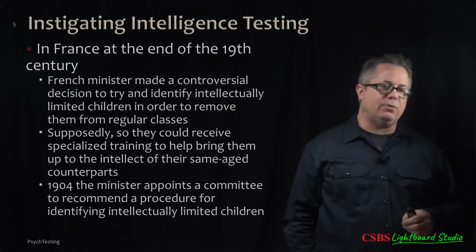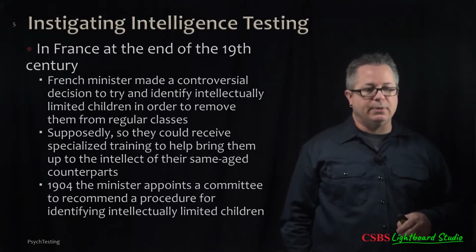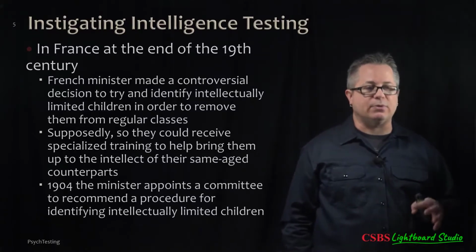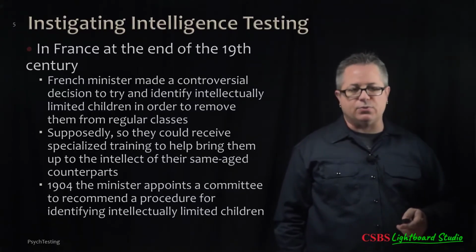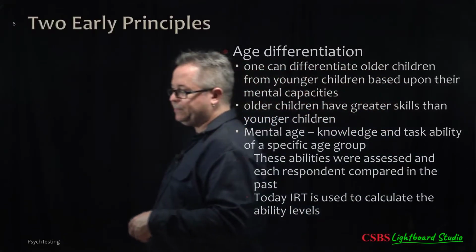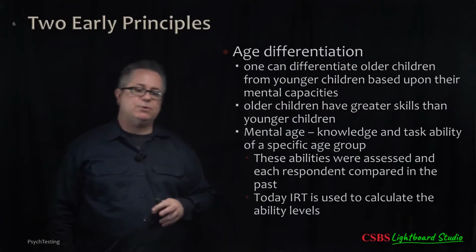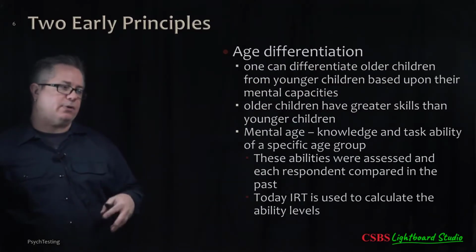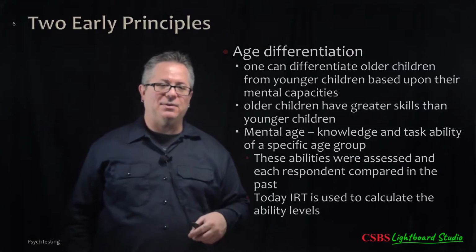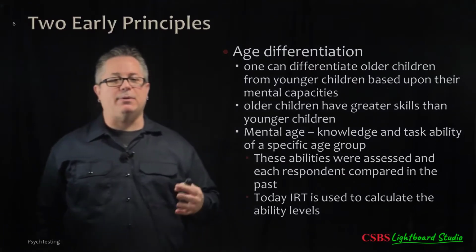They were looking for kids who were behind but with extra help could catch up. This has been broadened out to lots of other cases, but I think that was the initial goal. There were two early principles they were interested in. One was age differentiation: if you're going to identify kids who are behind, you now have to define what "behind" means. Behind by what?